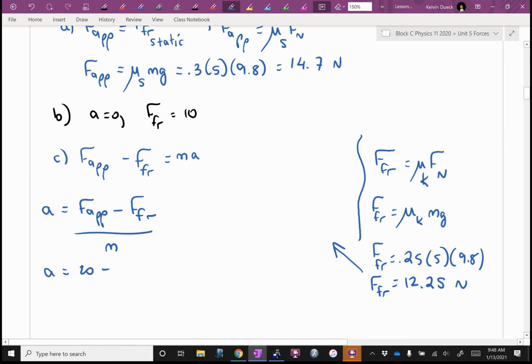Normally I do this all algebraically, but I just figured out friction. 12.25 divided by M is 5. I should be able to do this in my head. It's going to be 20 take away 12 is 8, take away 0.25 is 7.75. 7.75 divided by 5. What's a good trick to divide by 5? Divide by 10 and then multiply by 2. So it's going to be 0.775 times 2. 1.55? No, I'm wrong. What is it? 1.55? I should have trusted myself.